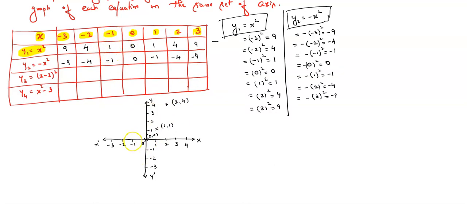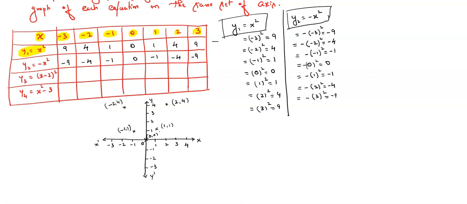X is minus 1, y is plus 1. So this is my minus 1, plus 1. Then this is my minus 2 and this is my plus 4. Let me take, this is minus 2 and plus 4. Enough. Now what you have to do is very simple.